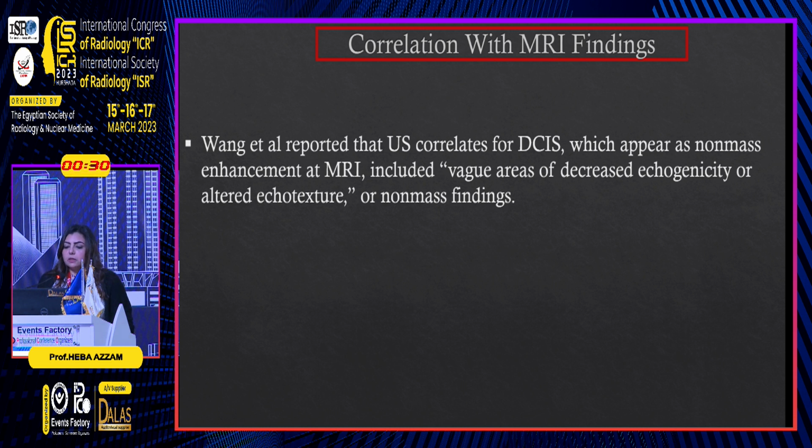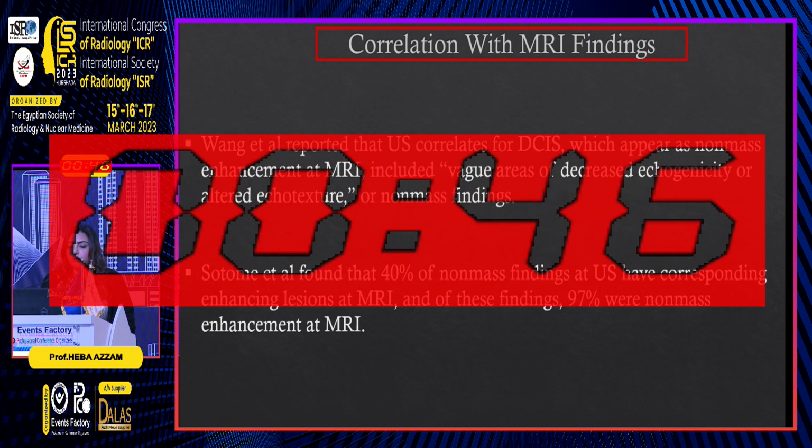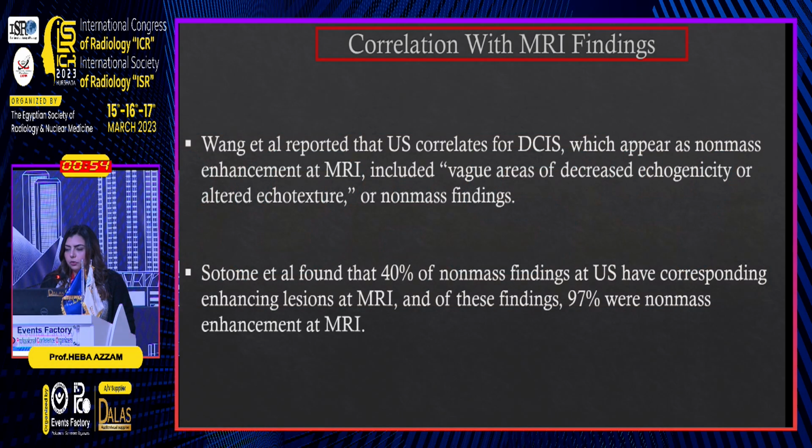Wang et al. reported that ultrasound correlates for ductal carcinoma in situ, which appears as non-mass enhancement at MRI, included vague areas of decreased echogenicity or altered echotexture or non-mass findings. So Tam et al. found that 40% of non-mass findings at ultrasound have corresponding enhancing lesions at MRI, and of these findings, 97% were non-mass enhancement at MRI.